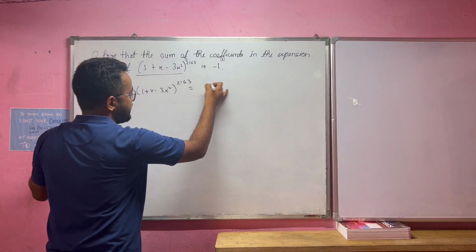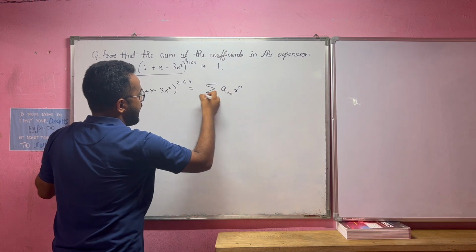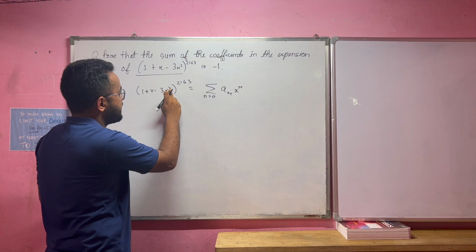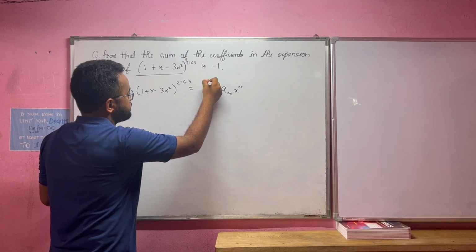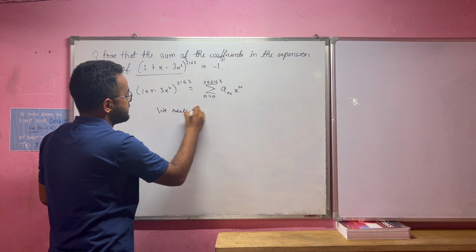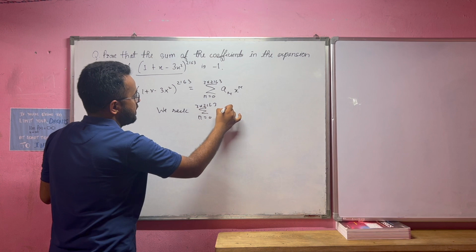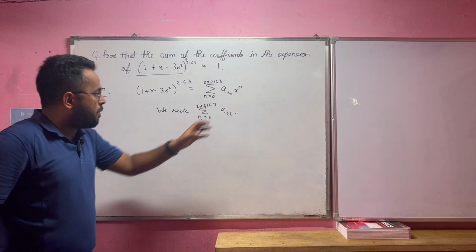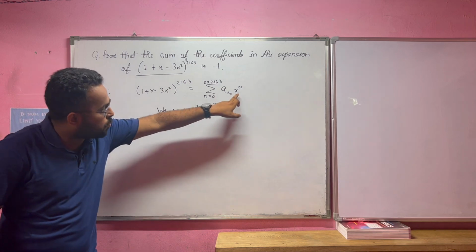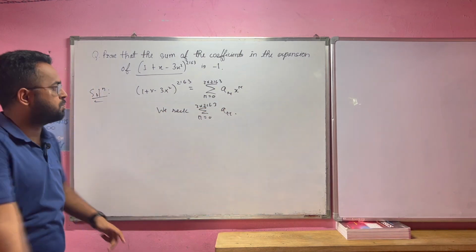So you can write it as summation of a_r x power r, where r goes from 0, starting from power 0. Where is the maximum going? 2 into this much. Now we seek the sum of a_r for r from 0 to 2 into 2163. I want the sum of all the coefficients. What value should I substitute here? It is visible, 1. You just put x equal to 1.